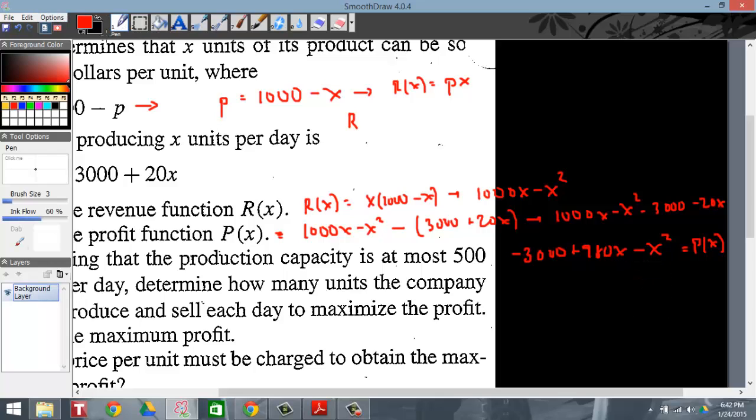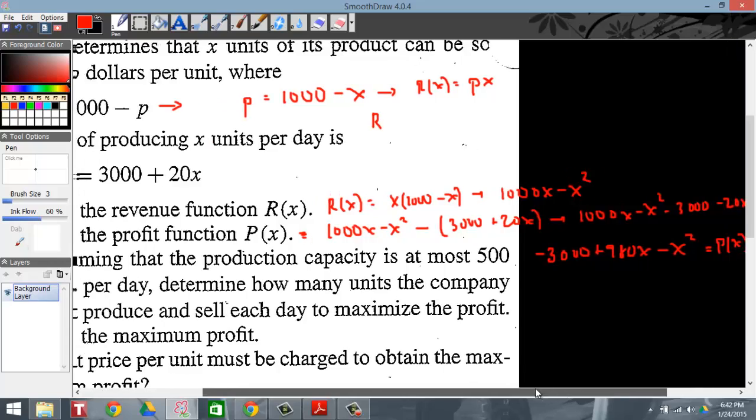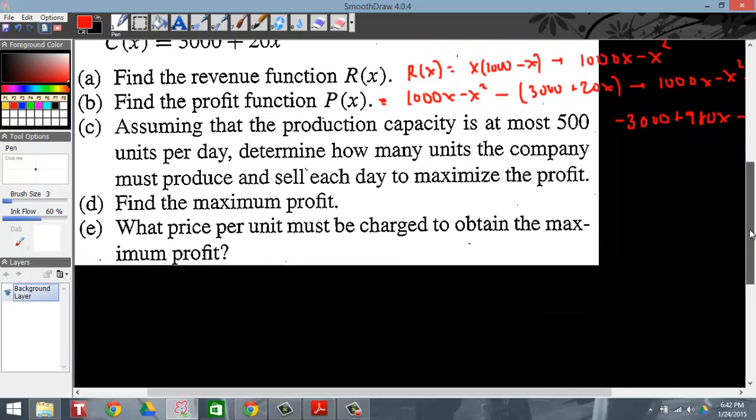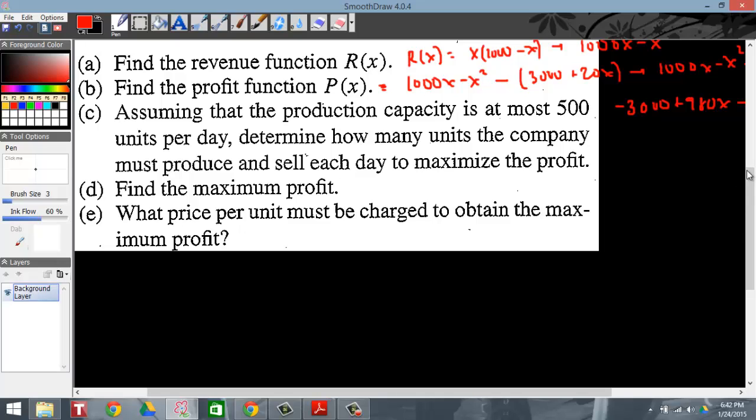Okay, so we just solved A and B so far. Now it says assuming that the production capacity is at most 500 units per day, determine how many units they must produce to maximize their profit. So what they just gave us here in C is the boundary that we're going to use. So I'm going to write C down here actually. We could produce at least zero for our lower bound, and we can produce at most 500 units.